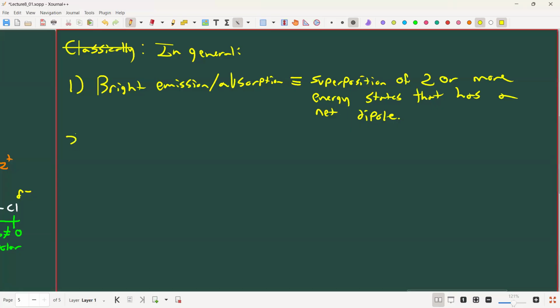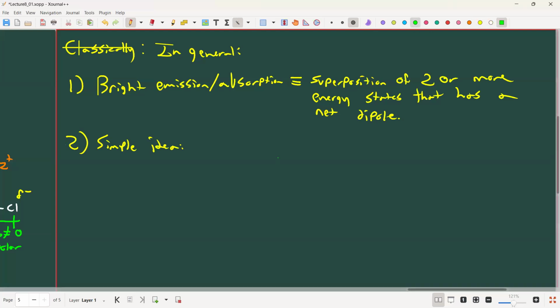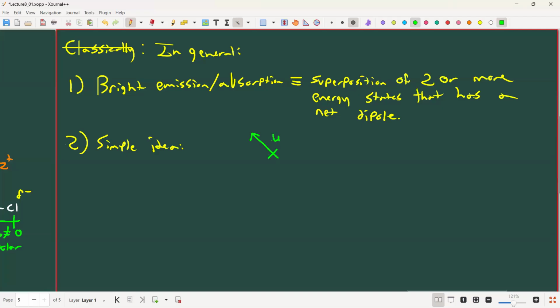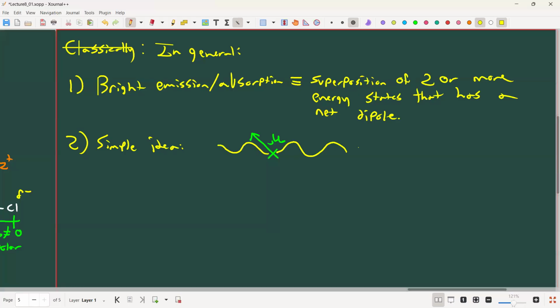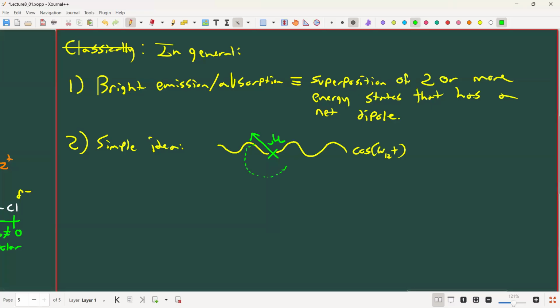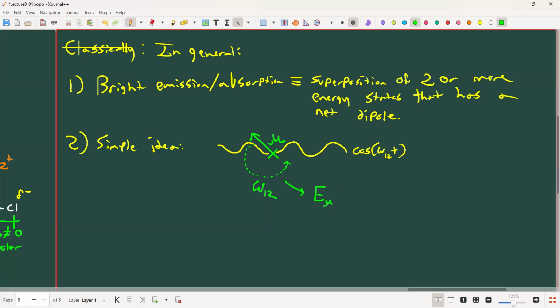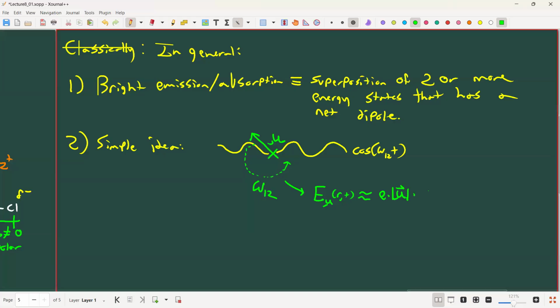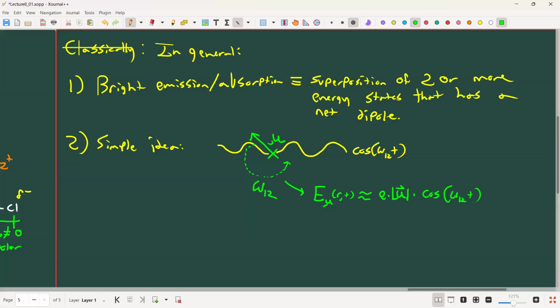All right, and the simple idea is this. If you have an electric dipole pointing in some direction, and you oscillate a field at it, so this is cosine omega 1,2 t, then that dipole is going to oscillate in space around that axis at frequency omega 1,2. So the dipole generates an electric field which is proportional to the electric charge of the electron times the strength of the dipole times cosine omega 1,2 t.